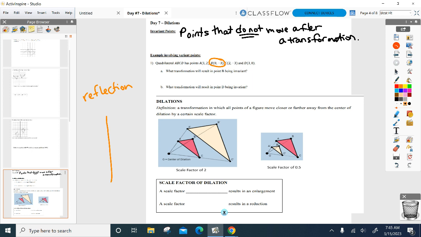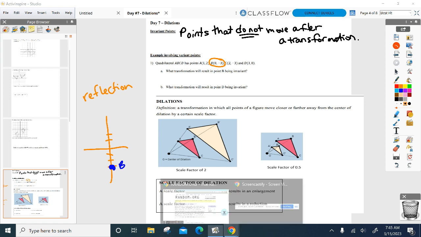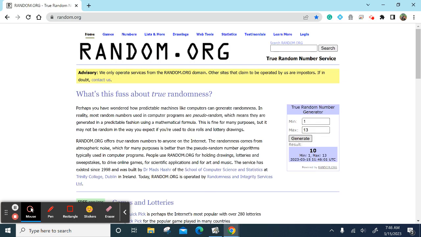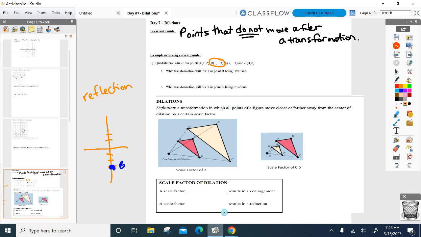That 0, -3 does not move. So here's 0, -3, point B. Give me a reflection where it's not going to move at all. Think about it. Where can I reflect over, so point B does not move at all? There's two choices I'm going to accept here. The y-axis. Love it. So reflection over the y-axis. Point B would not move. It's invariant.